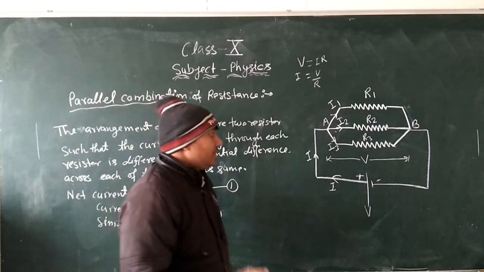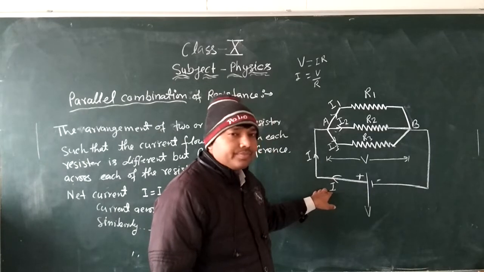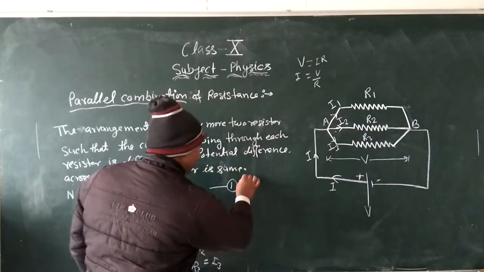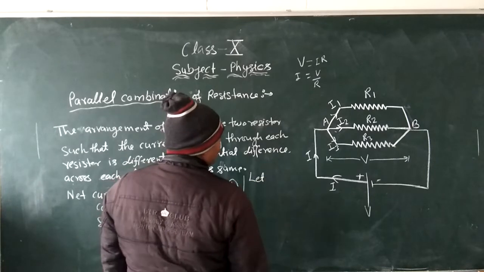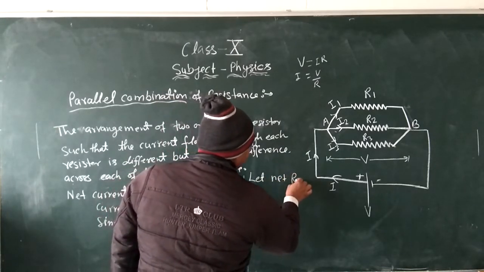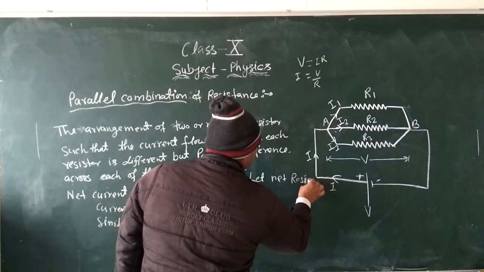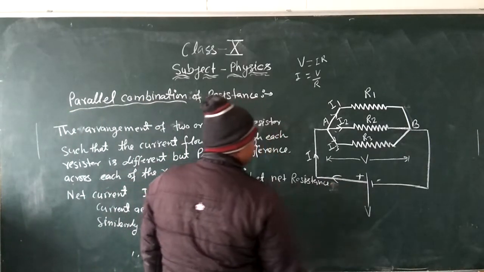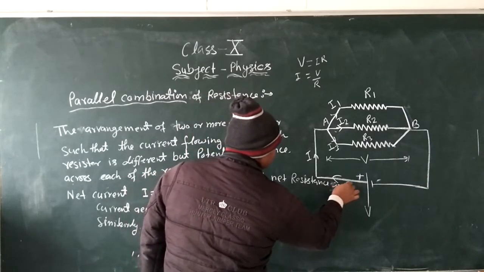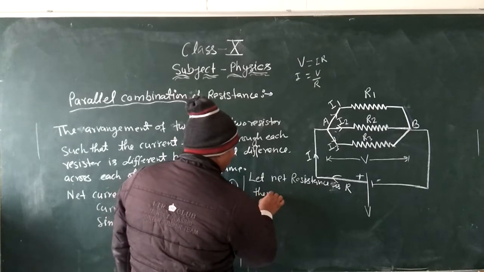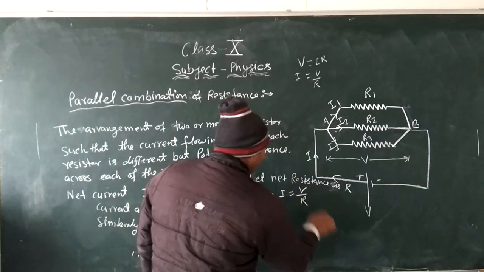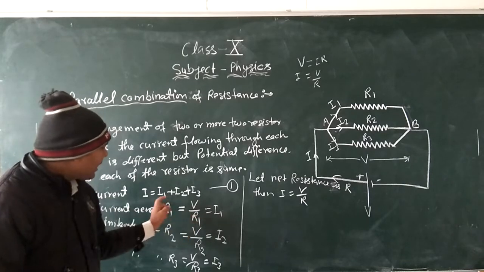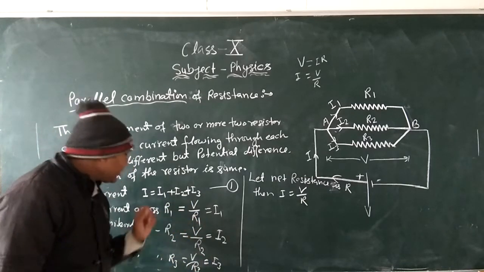If we assume that the net current is I and the net resistance in the circuit is capital R, then I is equal to V upon R. So we see that the current I1 is V upon R1, I2 is V upon R2, I3 is V upon R3, and I is V upon R.